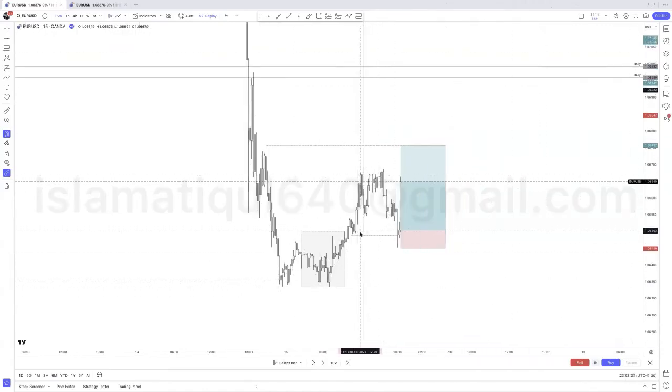Because in here, why didn't this move last long? Ask yourself. Because it never swept liquidity. Why did this move last long? Because they did sweep liquidity. See, very important stuff. Swept, big push.